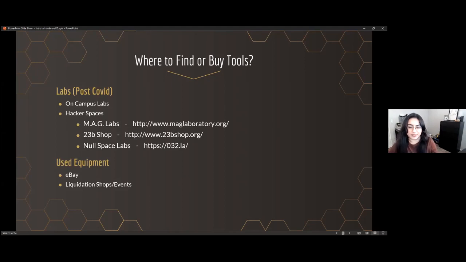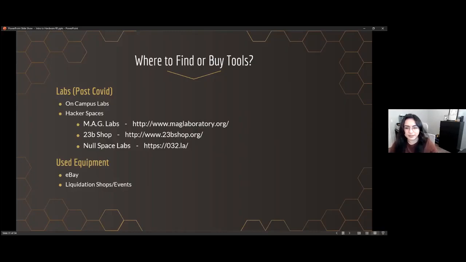Null Space Labs. One of the founders is actually doing a talk, so I would recommend that. Null Space Labs is very much an electronics and hacker space. Mag Labs and 23b will have things like a CNC, or something more mechanical. Null Space Labs has a lot of soldering irons and a lot of electronic tools, so you'll definitely find that there.